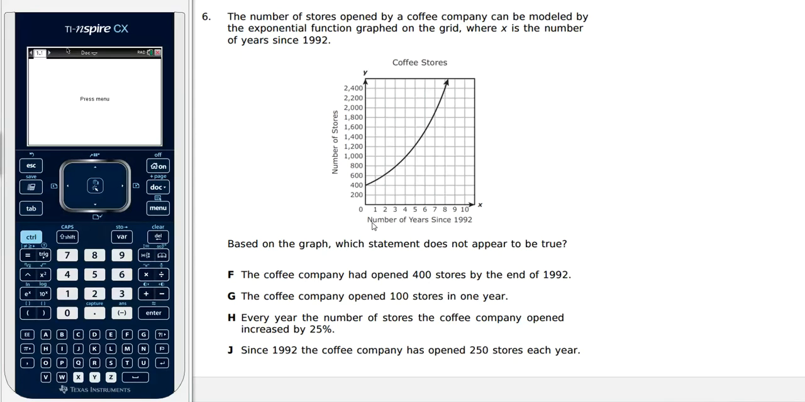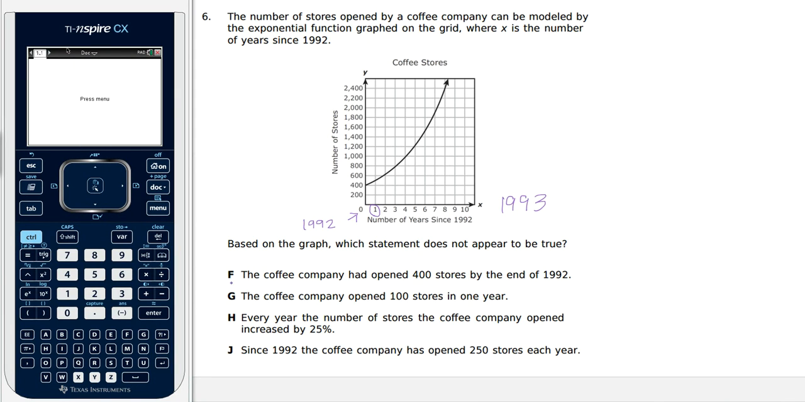So if we are talking about the number of years since 1992, we are talking about the fact that 1 year since 1992 is what year? Well, that would be 1993. So 0 years since 1992, this is actually 1992.